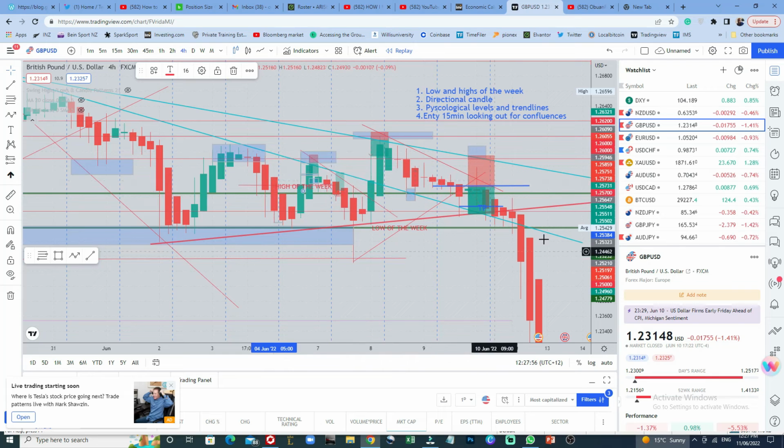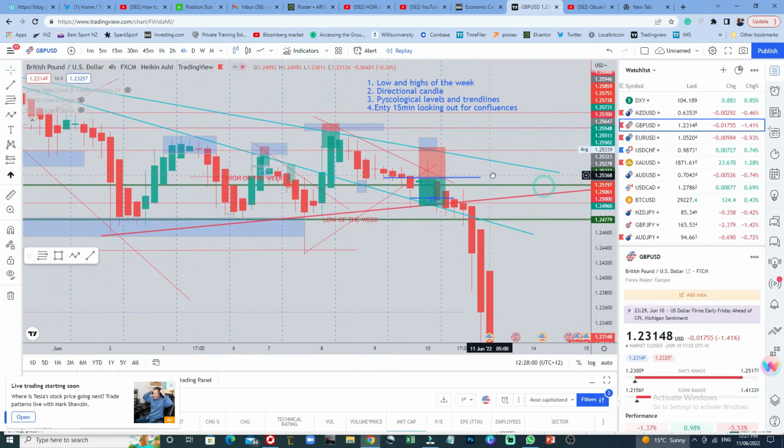Now the next thing was to draw psychological levels. Psychological levels are levels that are rounded up. For example, 1.25000 is a psychological level. 1.25210, those rounded up figures are psychological levels. There's one here, a psychological level here, 1.2460. So you draw horizontal psychological levels. So that's what I did.